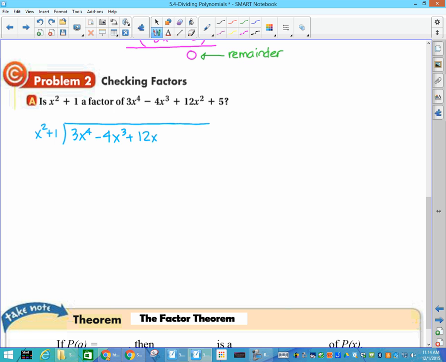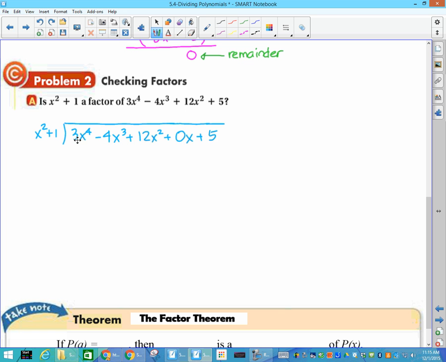Oh, look here, y'all. They go 4, 3, 2. There's no 1. So if you're missing an exponent when they go in order like that, you have to put in a placeholder. So we just write 0x. Okay? So now I'm going to divide.